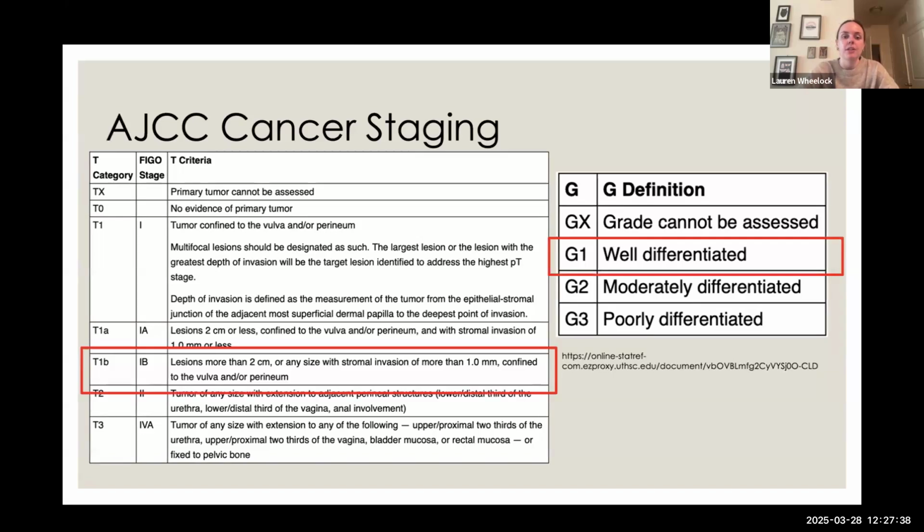For our case specifically, we are concerned with T1B because the greatest dimension of our lesion was 2.5 centimeters, and it did have an invasive component of 3 millimeters. However, the lesion did remain confined to the vulva. And histologically, we saw cells that were very malignant, but they did very much resemble squamous cells. We had all of those classic squamous cell hallmark components, such as keratin pearls and intercellular bridging. So G1 seems to fit our criteria here the best.